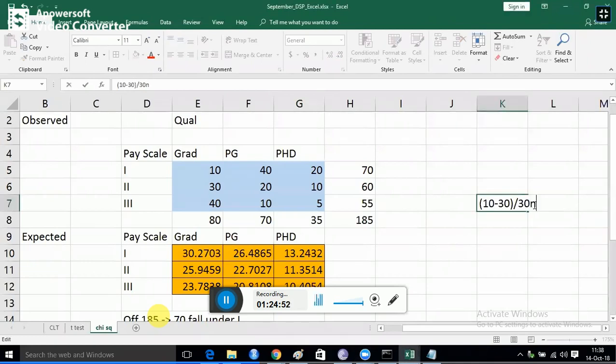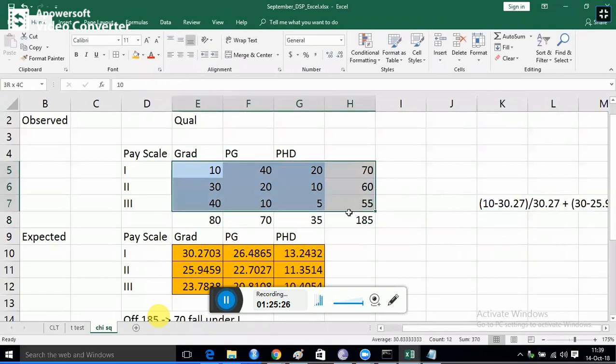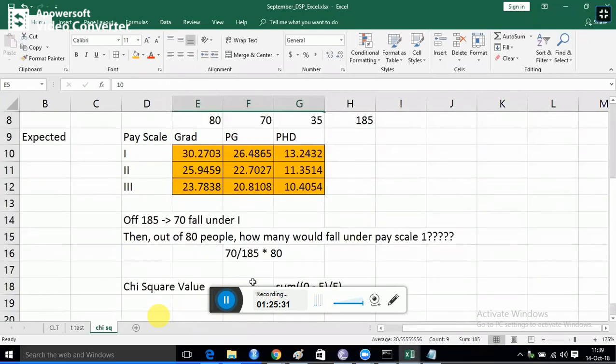right? Plus next value 30. That's my observed. What is its corresponding expected value? 25.9, let's say, right? Divided by 25.9, and so on. This is also not 30, this is 30.27. Likewise, you do it for all the 9 values, right? Sum up all the 9 values. That value, what you get, is your chi-squared value.